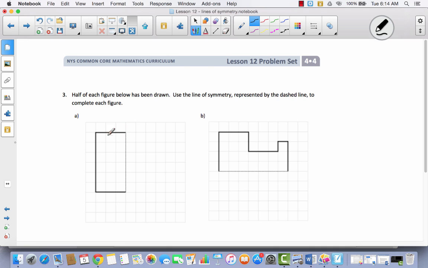All right, so I'm just going to use my pen this time. It goes 3 that way, so I'm going to go 3 this way. And then I'm going to go straight down, and I'm going to come back and meet it. So this one's kind of easy.